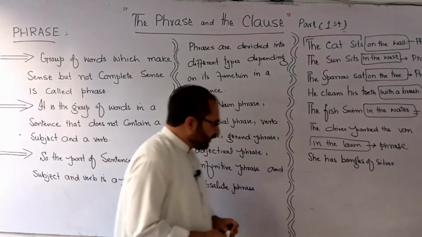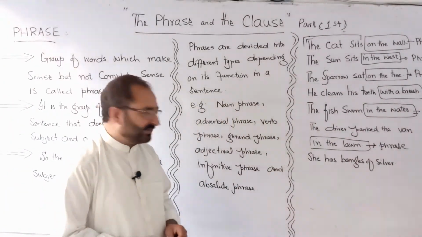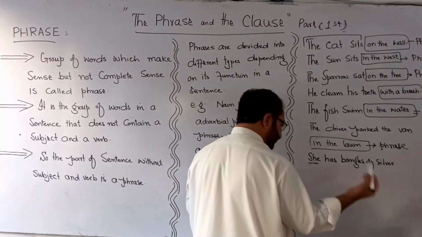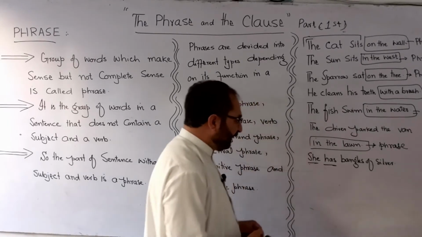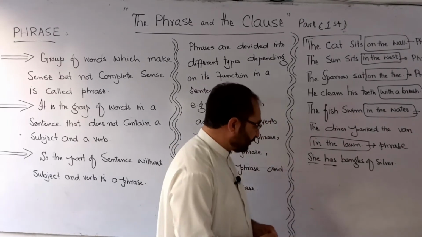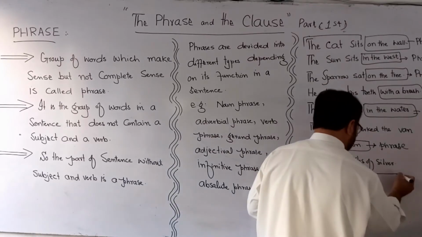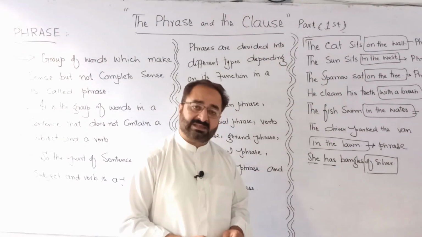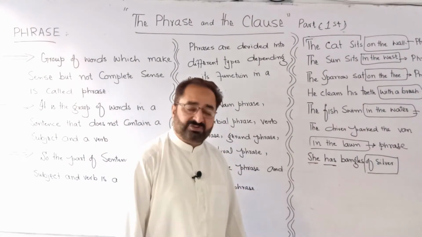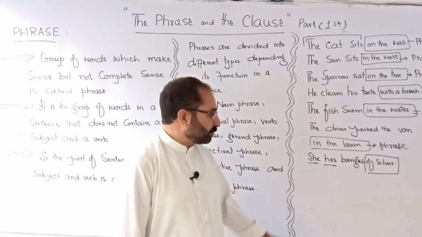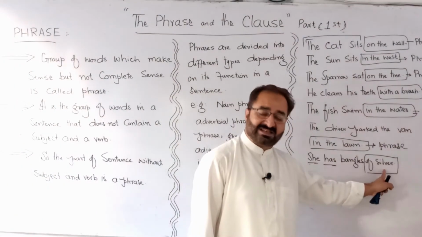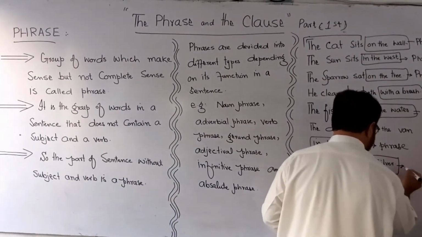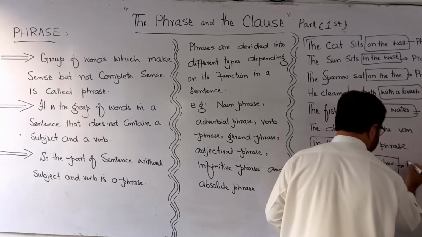In the last sentence, she has bangles of silver. She has bangles. Now she is the subject, has is a verb, and bangles is an object. Now look at here, "of silver." This is a group of two words which is able to give us a meaning, but there is neither a subject nor a verb. So we may say that this part of the sentence is a phrase, as well as the first part of the sentence is not a phrase, that is the clause. So "of silver" is a phrase.